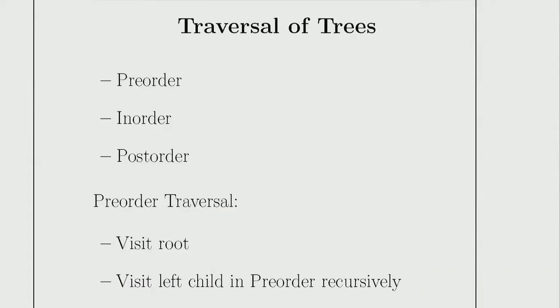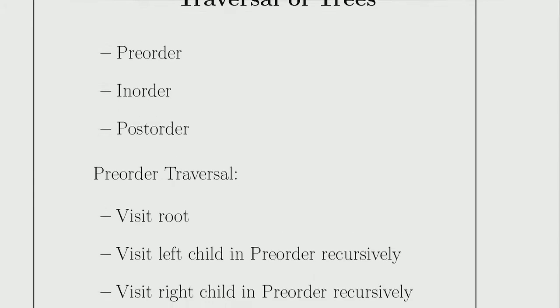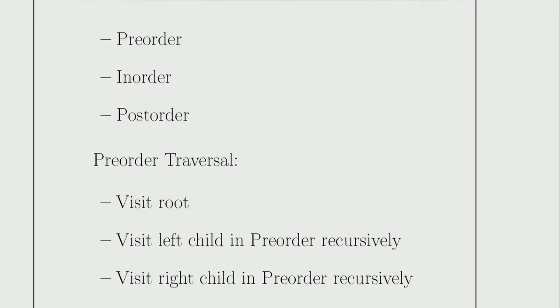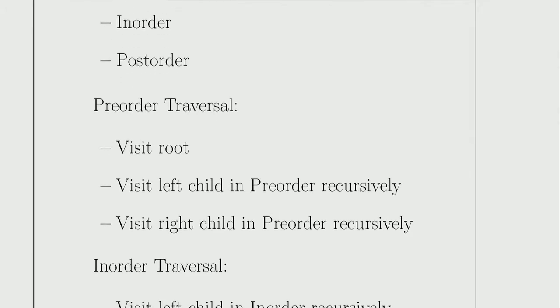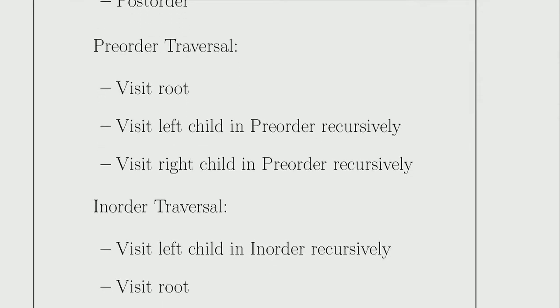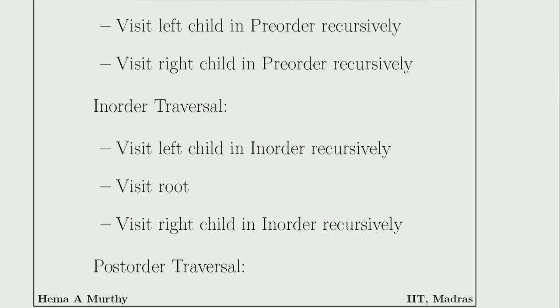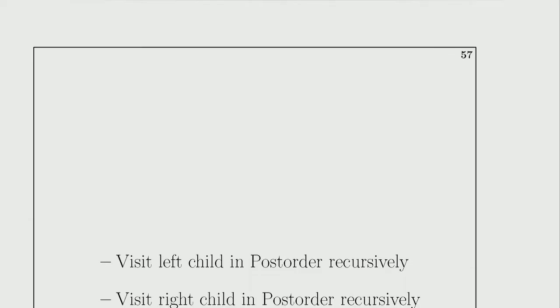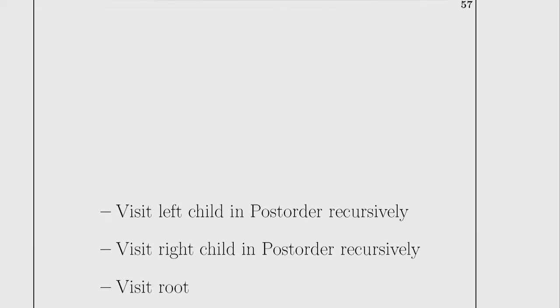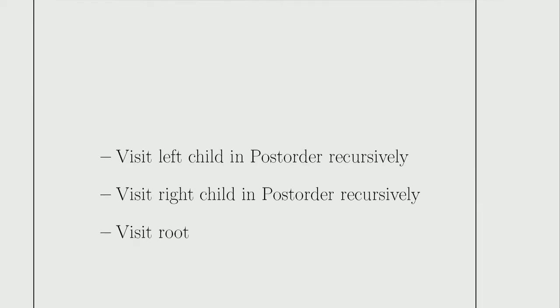Pre order traversal is: visit the root, visit the left child in pre order recursively, and then visit the right child in pre order recursively. In order is: visit the left child in order recursively, then visit the root, then visit the right child in order recursively. And what is post order? Visit the left child in post order recursively, visit the right child in post order recursively, then visit the root. Okay? And post order is what gives you your postfix expression.